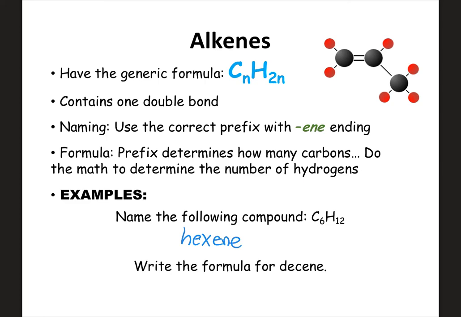This would be hexene. Now when I do the formula for decene, as soon as I see that ene ending, I know immediately it's going to have C and H in it. And then the prefix tells me how many carbons. So dec is 10. And then ene tells me to figure out the number of hydrogens, I just take the 10 times 2. So it's C10H20. So that's alkenes.